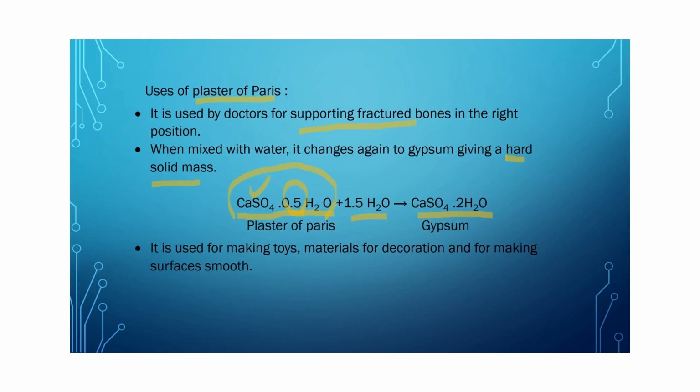Plaster of Paris is a very common, very famous substance, we all know. It is used for making toys. It is used for making materials for decoration, home decoration items. It is used for making surfaces smooth in the construction of houses. In the final finishing, it is mostly used in ceilings.